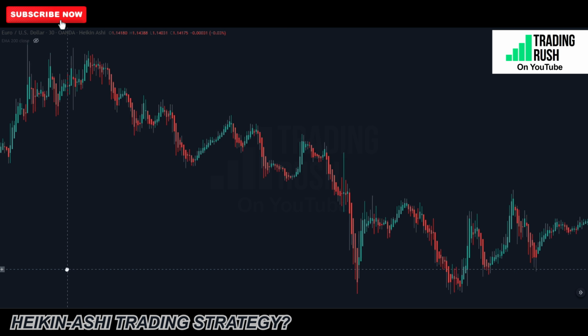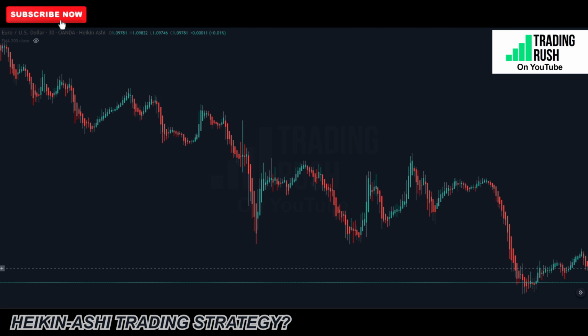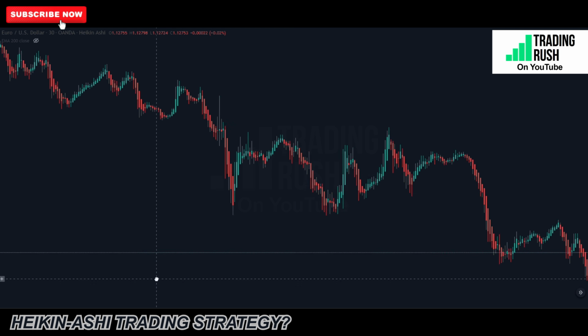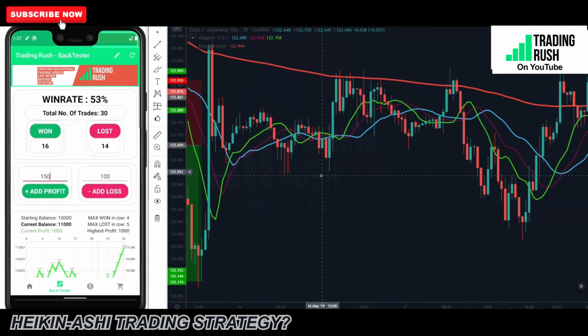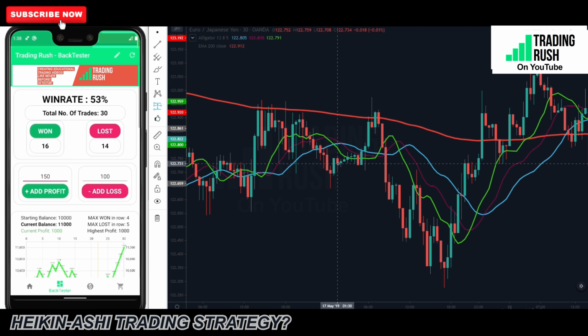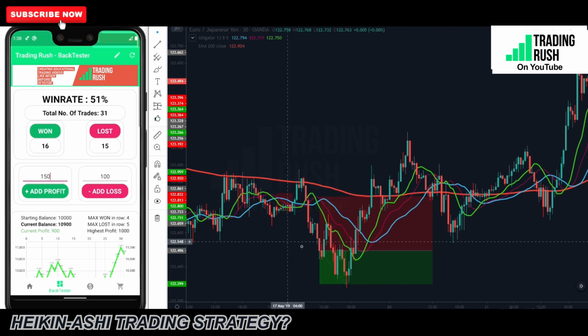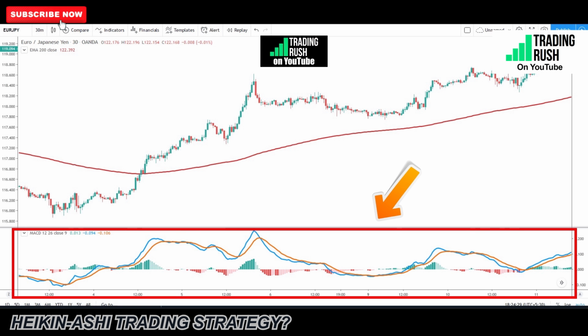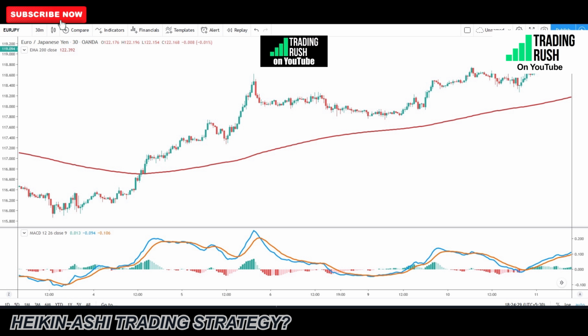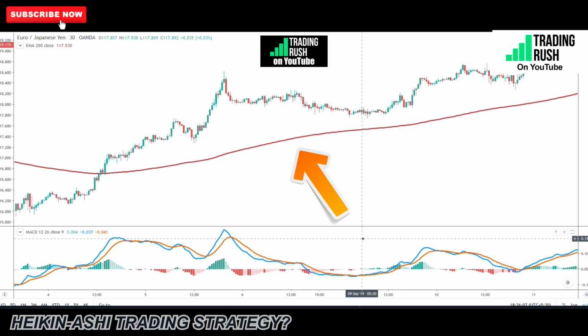Another good strategy is to use Heikin Ashi candles with indicators that give entry signals. I have tested many different indicators 100 times on this channel to show their real win rates. One of them was the MACD indicator. MACD had a good win rate. So you can use that indicator with Heikin Ashi to create a better strategy.